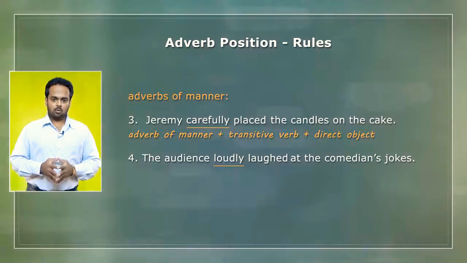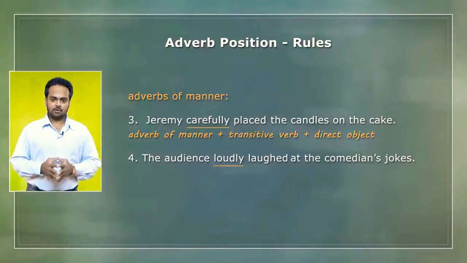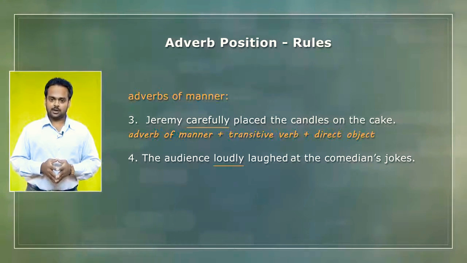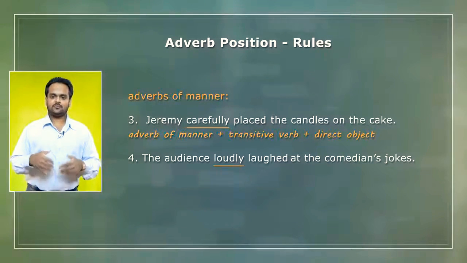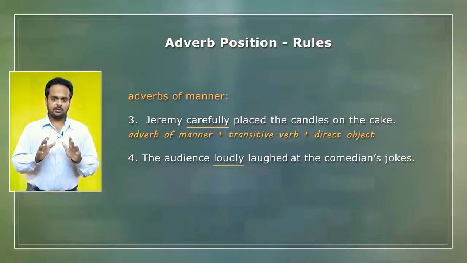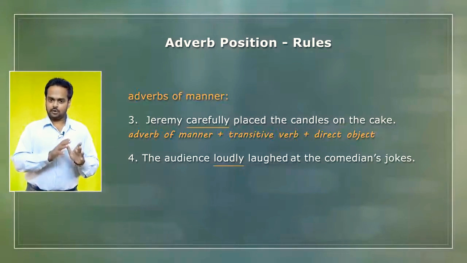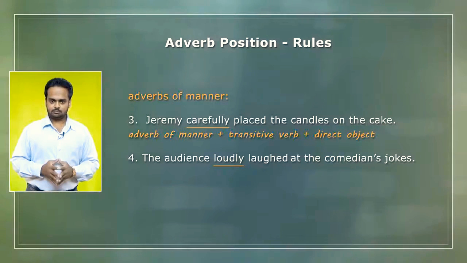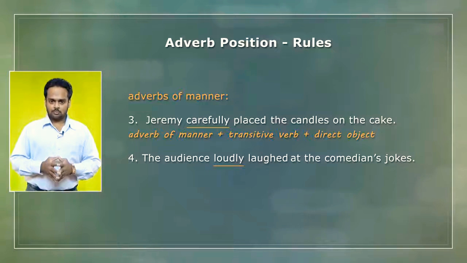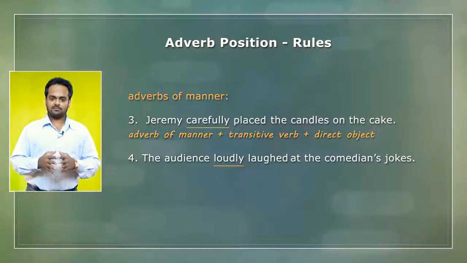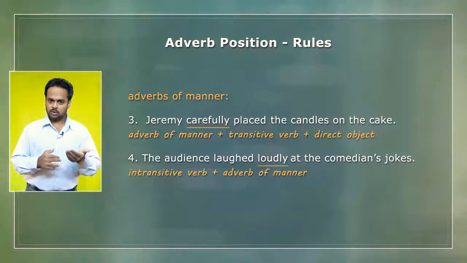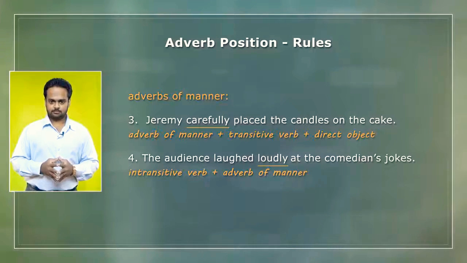In number 4, we have an intransitive verb. That is, the verb laugh does not have an object. You cannot ask laughed who or laughed what. Now, if you don't understand this point, watch my lesson on verbs in this series. Okay, so with intransitive verbs, that is verbs with no object, we put the adverb of manner after the verb. So the audience laughed loudly at the comedian's jokes.